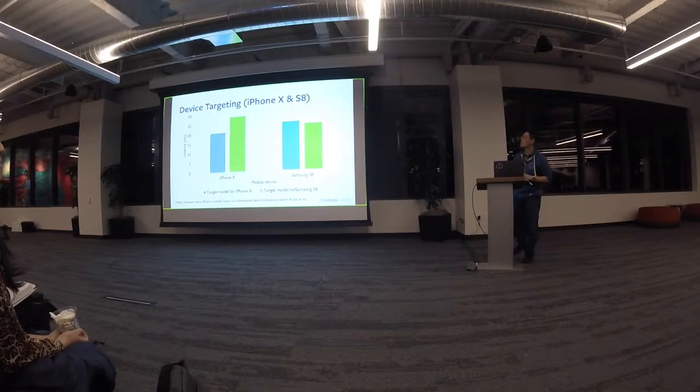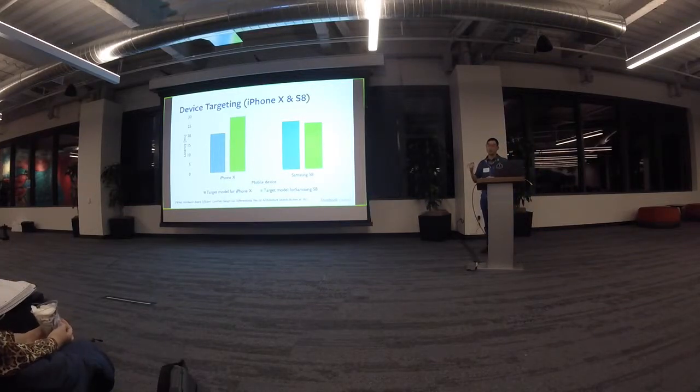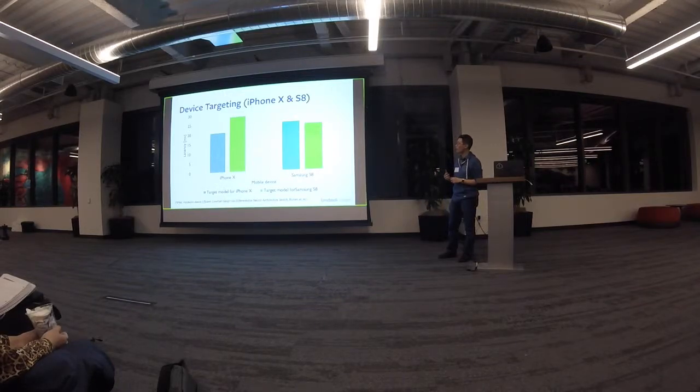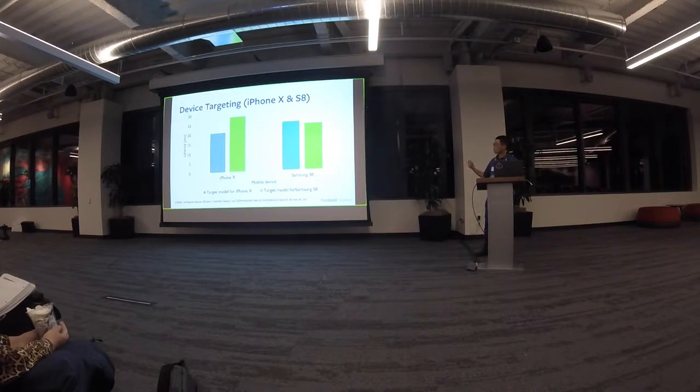And one thing I mentioned is that you can target devices. You can find the best architecture for different devices. Shown here is the performance for iPhone X and Samsung S8. On the blue bar is when you search for a model that's specifically for an iPhone X. It performs better on the iPhone X, but not on the Samsung S8. If you search for the model for the Samsung S8, it works better on the S8 and not the iPhone X.